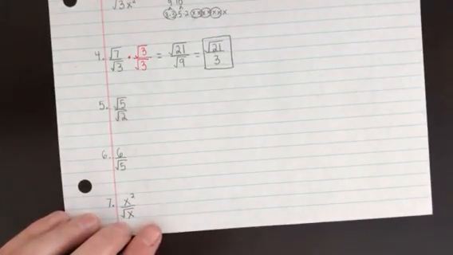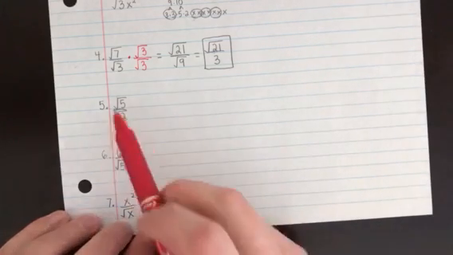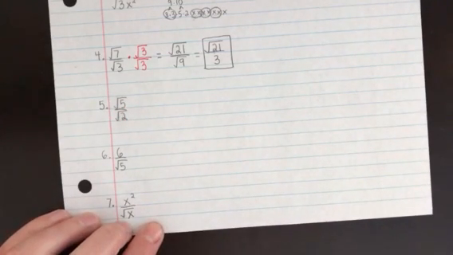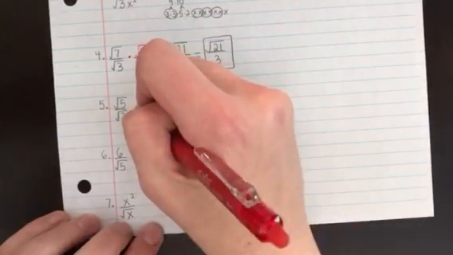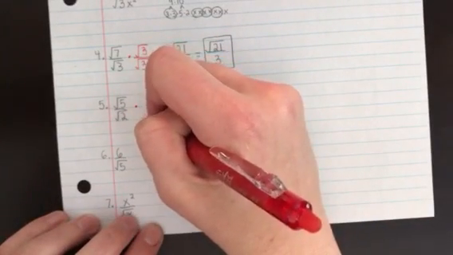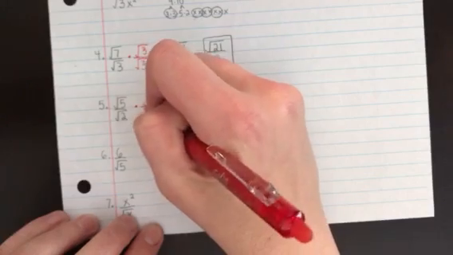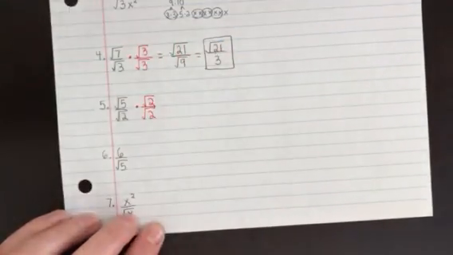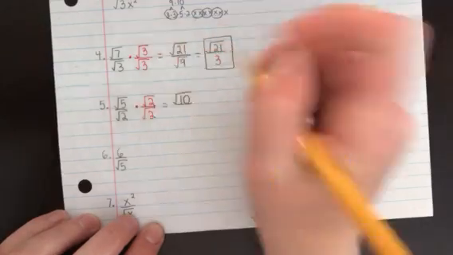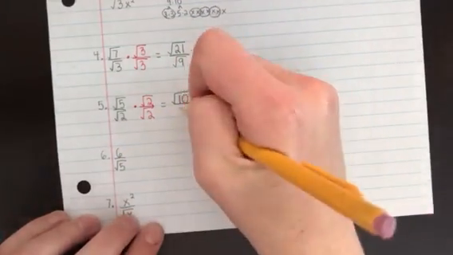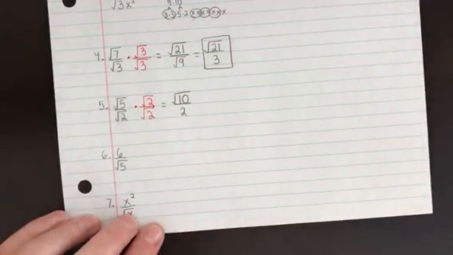Square root of 5 divided by square root of 2. Again, 5 is not evenly divisible by 2, so nothing I can do there, but I do need to rationalize. I need to get rid of this radical in the denominator. So multiply both top and bottom by square root of 2, which produces on top square root of 10 over square root of 4, which would just give me 2.